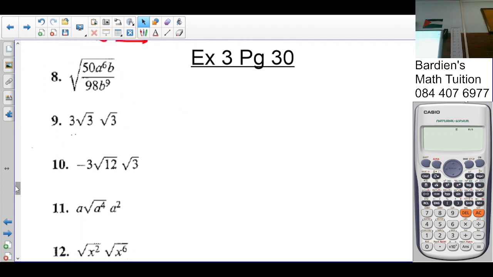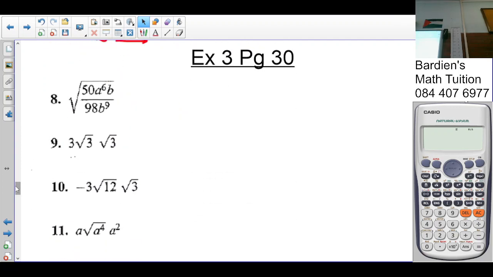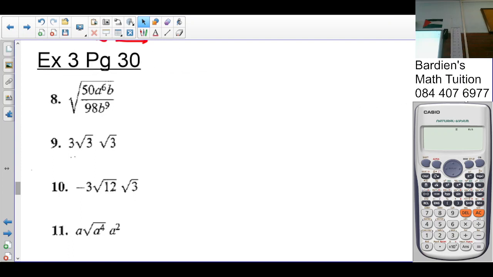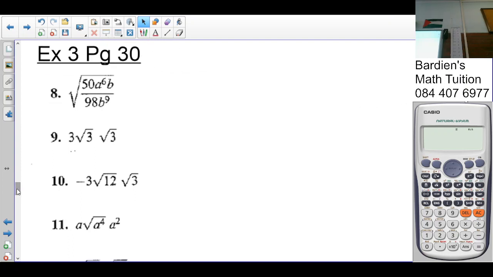Look at number 8. Question 8. Is that under the root a perfect square? Is it one term? So I can simplify it. Not so. This will simply give us 2 goes into 50, 25 times. 2 goes into 98, 49 times. It's 25 over 49.